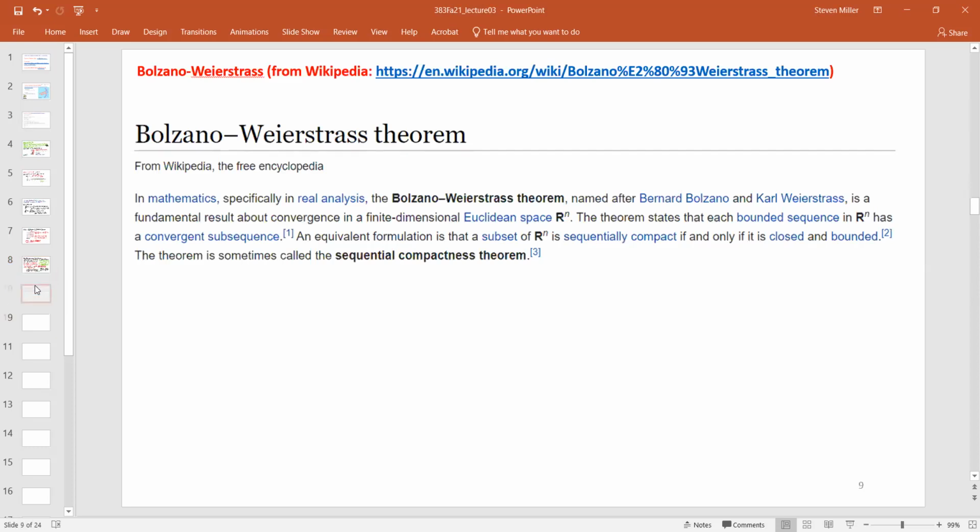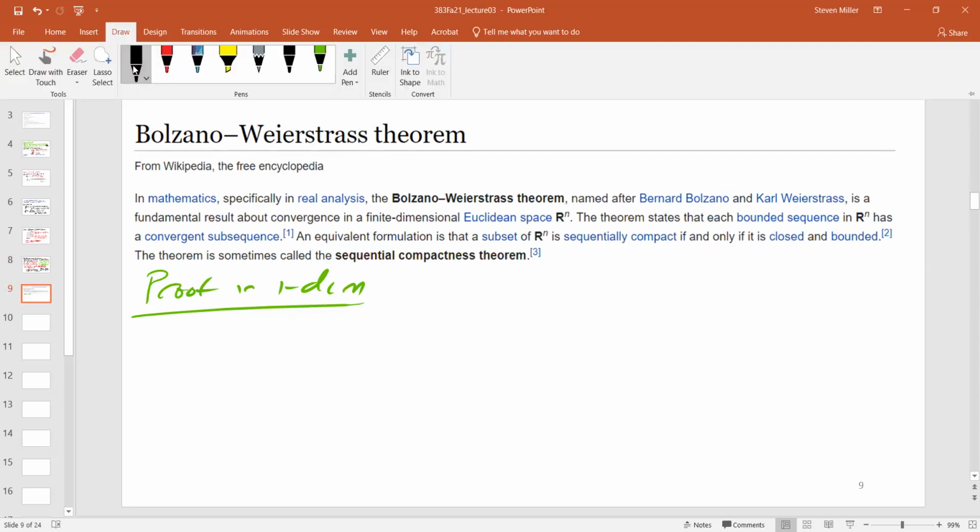So the next thing I just want to briefly talk about is the Bolzano-Weierstrass theorem. How many of you have done this in real analysis? Okay. This is one of the most useful results we have. Basically, it says that if you have a sequence in a compact space, then it's got to have a convergent subsequence. And we will be using stuff like this all the time. And so I will give the proof in one dimension. And the proof that I like is the divide and conquer.